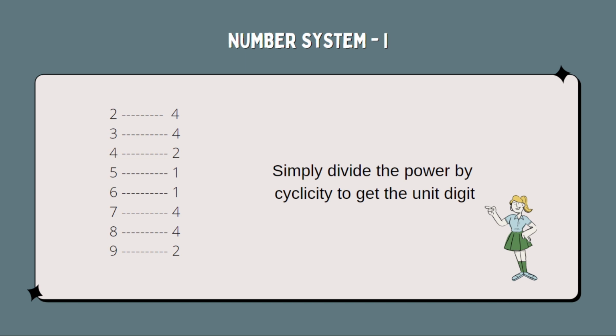Now suppose the question is: what will be the unit digit of 3 to the power n? Simply divide n by the cyclicity of that number. What is the cyclicity of 3? It's 4. So divide n by 4 and find the remainder. Suppose the remainder is 2. So 3 to the power 2, 3 square, is 9. So 9 will be the unit digit. If it is 3, 3 to the power 3 is 27. So what is at the unit digit? It's 7. So 7 will be your unit digit.